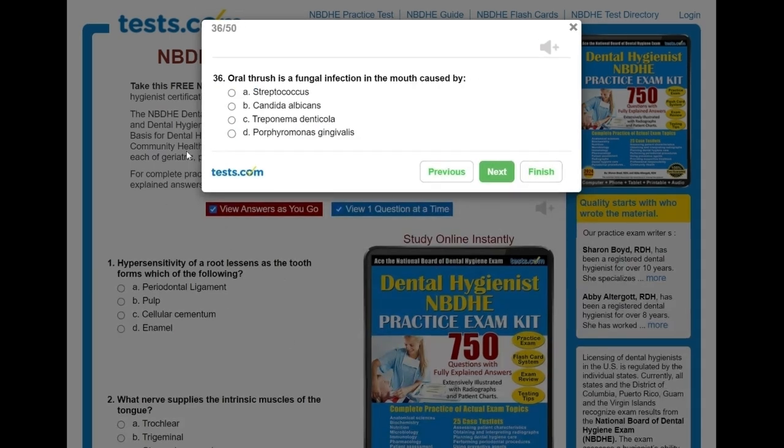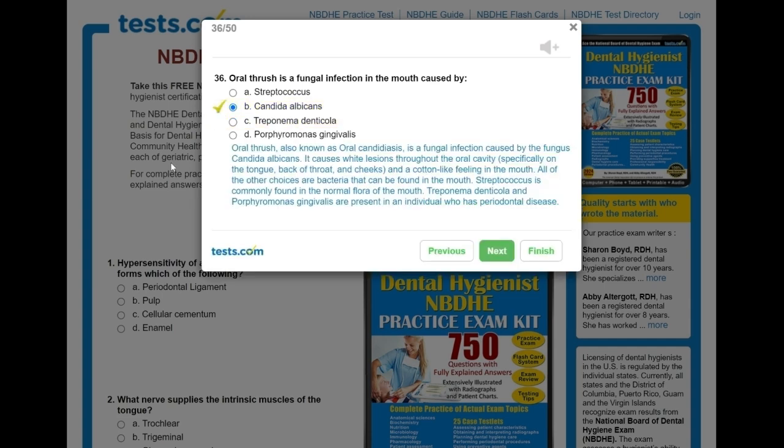Question 36. Oral thrush is a fungal infection in the mouth caused by A. Streptococcus. B. Candida albicans. C. Treponema denticola. D. Porphyromonas gingivalis.